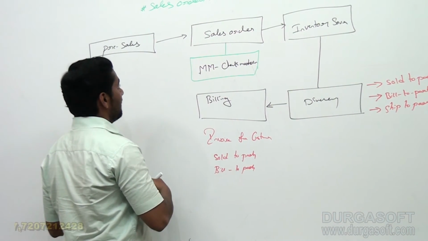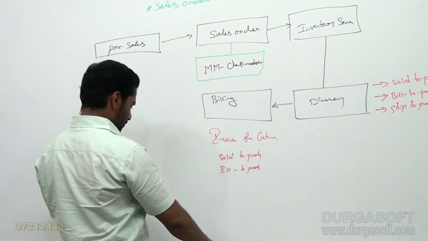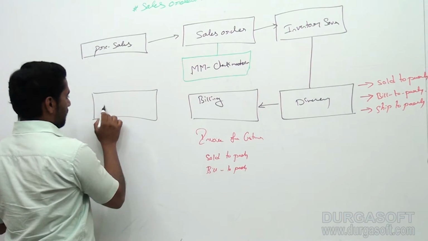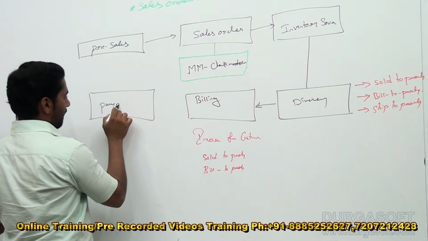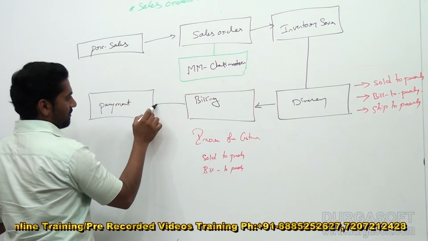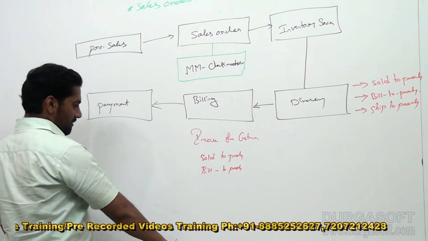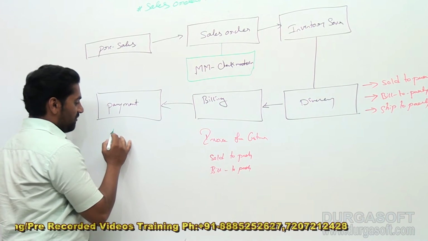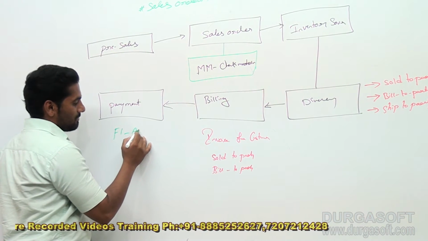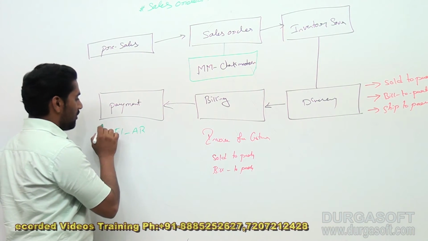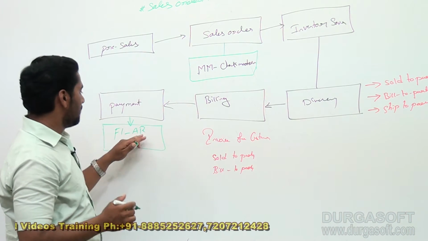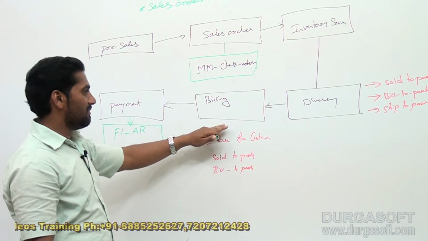Once the billing is done, the last and ultimate part is the payment part. The next part comes in the payment. This payment I can perform with the help of finance, account receivable. This will be involved in the payment issue, because payment comes in the account receivable part, where I can get the billing part.